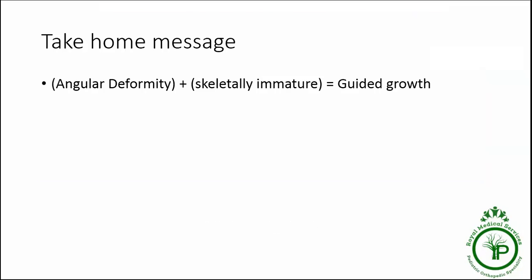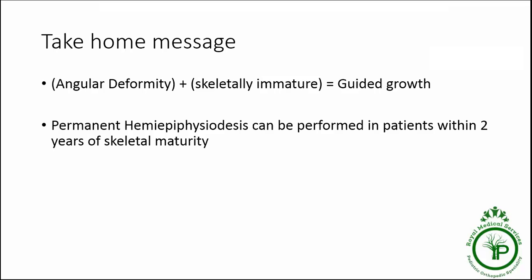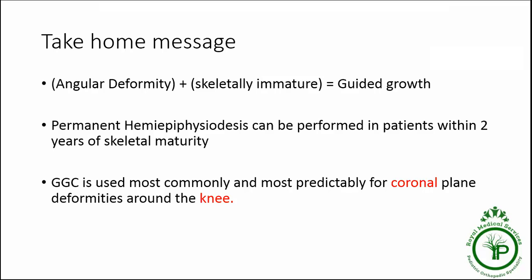So take-home messages: angular deformities in skeletally immature patients are great candidates for guided growth. Permanent hemiepiphysiodesis can be performed in patients within 2 years of skeletal maturity. Guided growth is used most commonly, most predictably, and most successfully for coronal plane deformities around the knee. Thank you very much.